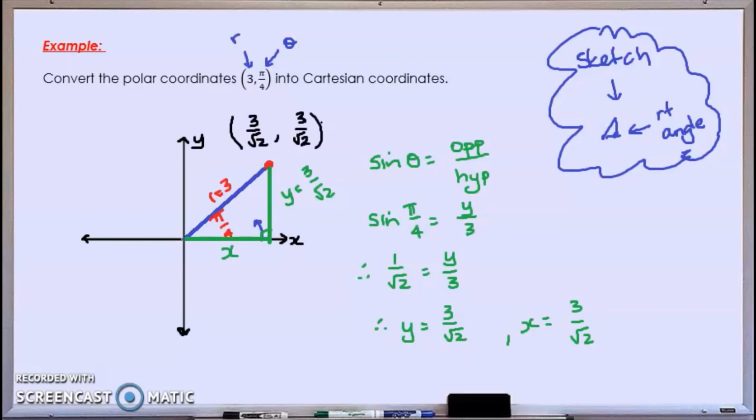If I wanted to go the other way, I would again sketch, look for the triangle, and then find the angle using trigonometry. And that's how we convert between polar and Cartesian coordinates.